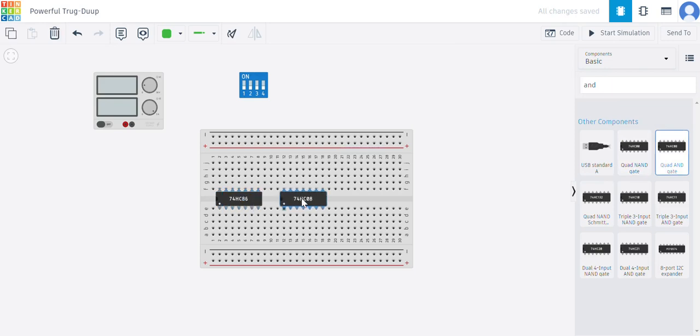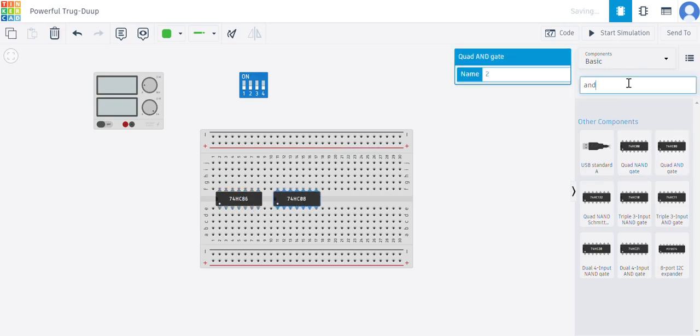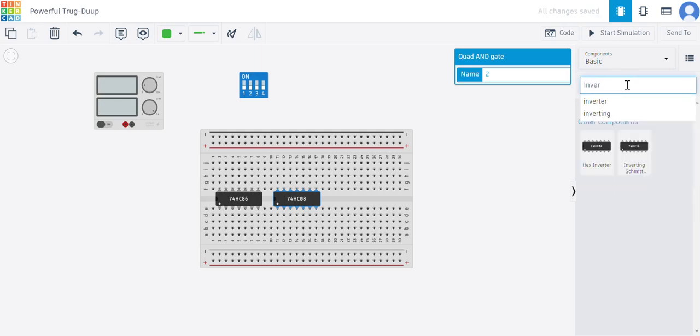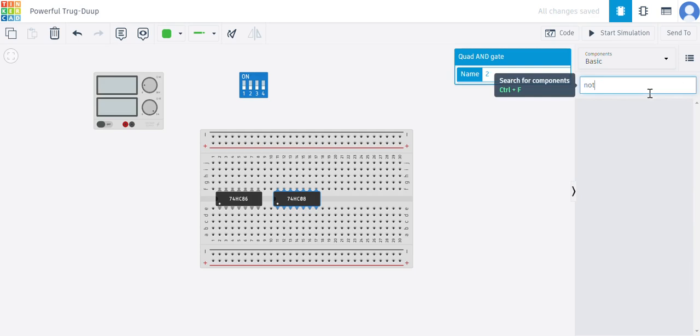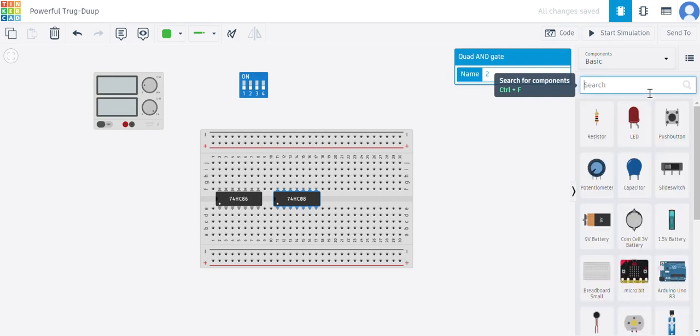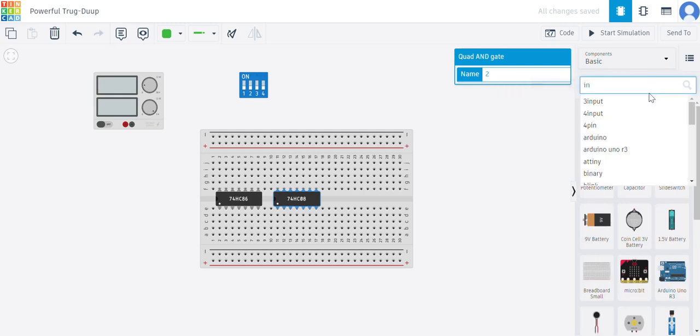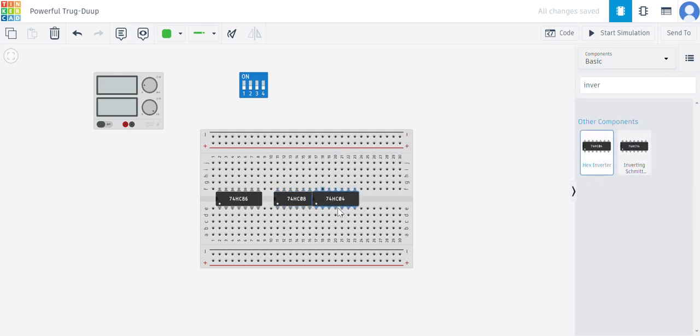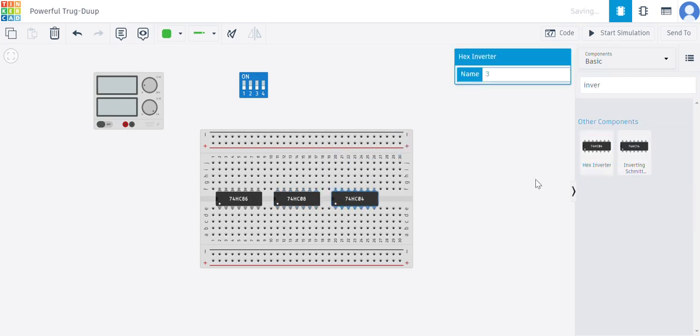And remember, we also need a NOT gate, so here we need to type inverter. Mind it, if you type here NOT, you will get nothing, so you cannot type NOT here to find NOT gate. So we type here inverter, which gives us hex inverter, which is nothing but our NOT gate. So we place it here. We have taken our ICs.